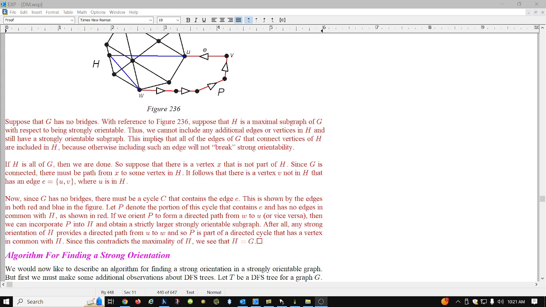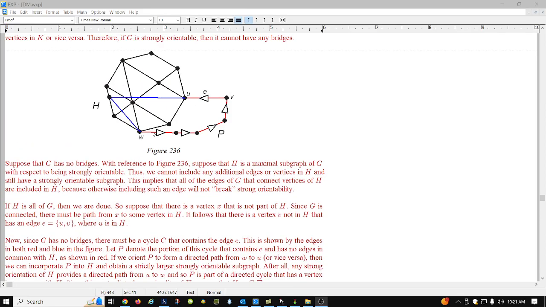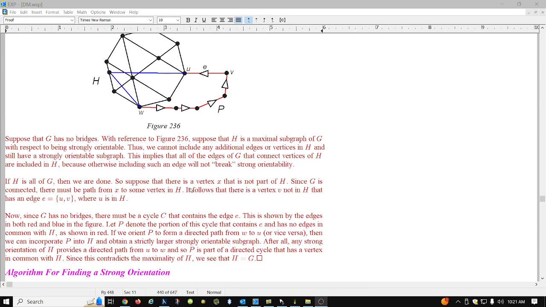Well, that contradicts the maximality of H. And so that's not possible. The only assumption we made was that there was a vertex X that's not part of H. That's false. H, a maximal subgraph that's strongly orientable, has to be all of G. And that's the proof.